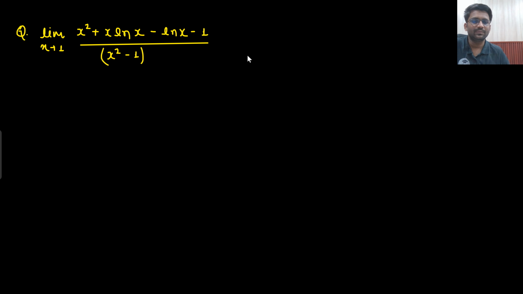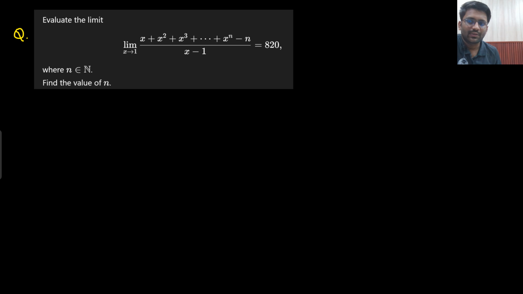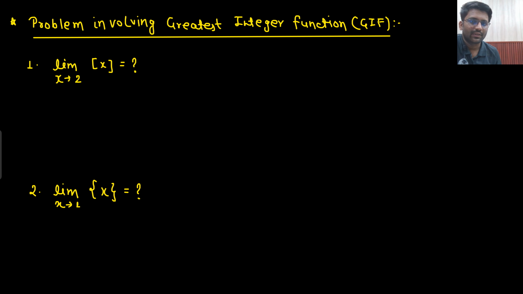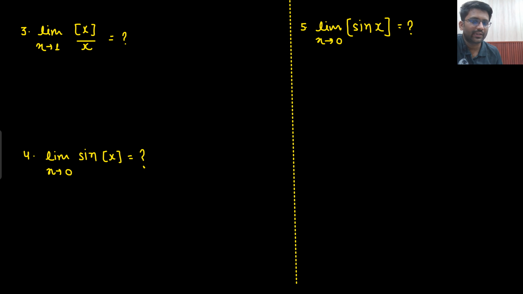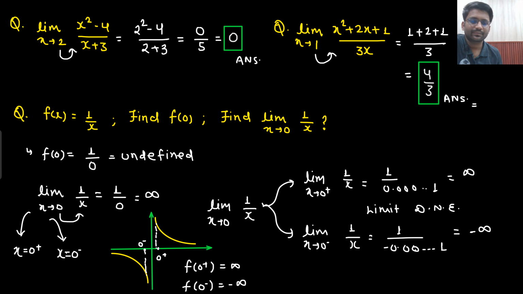This question we need to solve. Now everything will be questions. This question is there, then this question is there. These two questions, then this question. Then the problem involving the greatest integer function. So again there will be problems only. Question after question we are going to solve. Okay, so let's start solving the problem.